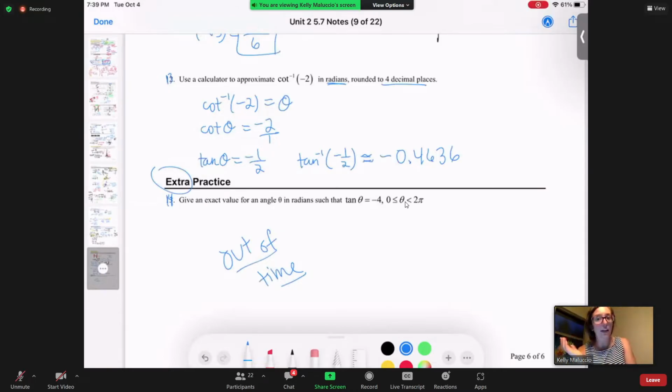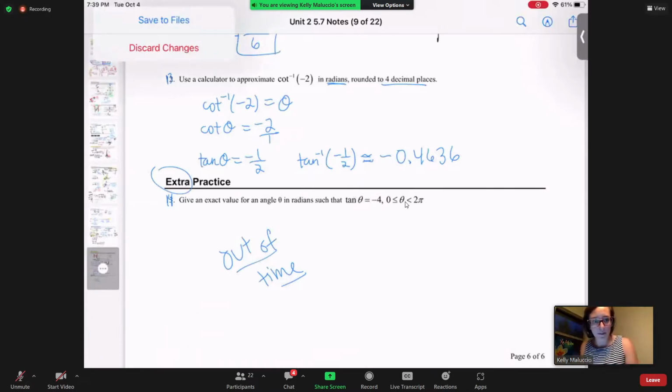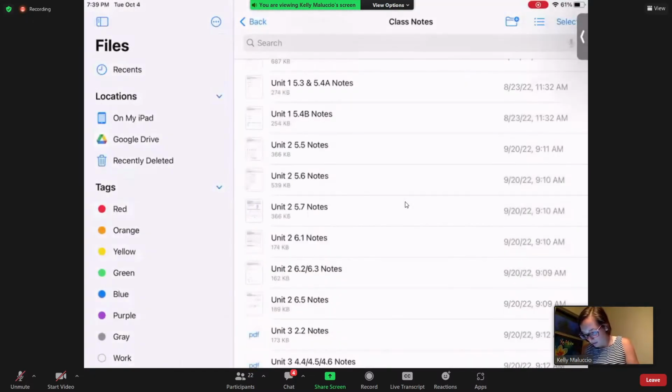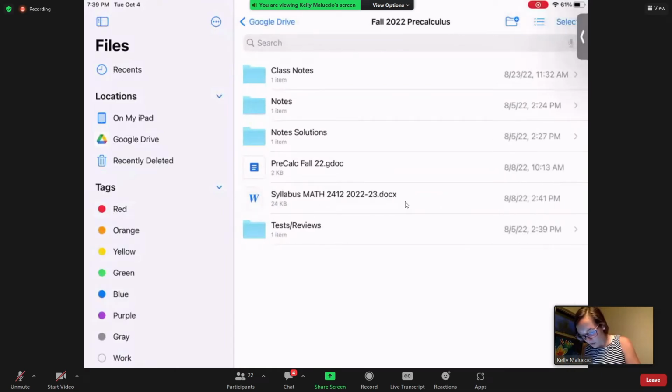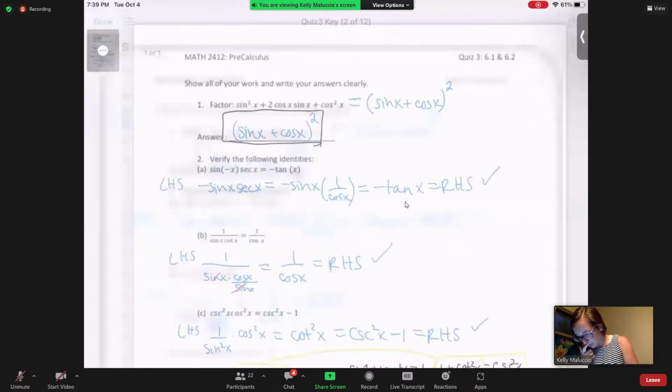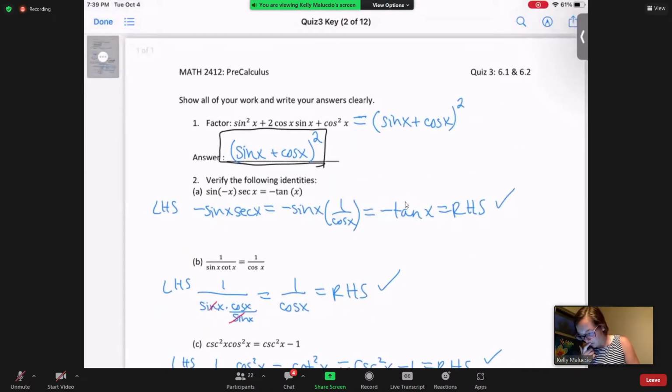I'm not entirely sure. But okay, so let me save this before all of my internet drops again and we make someone else the teacher for the night. Notes on my iPad, sure, save. Okay. Now I want to find the quiz. Where did I put it? Oh, quiz 3 key. This is great. This was your quiz, right? Yeah. Okay. Whew, got it.